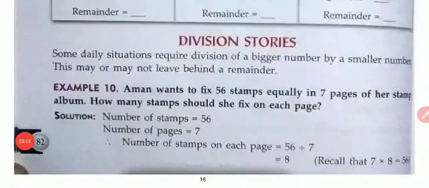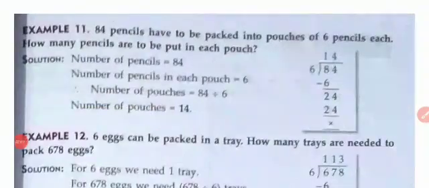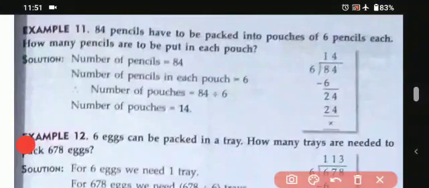So now we will do another question like this one. There are 87 pencils to be packed into bunches of 6 pencils each. How many bunches can be made? So here the question tells there are 87 pencils and we have to pack them in groups of 6. So this is what it is. And when we divide it like this, 6 into 84, what comes?